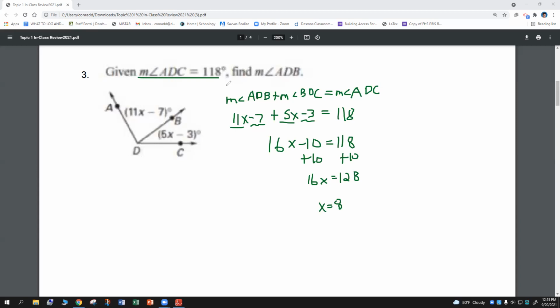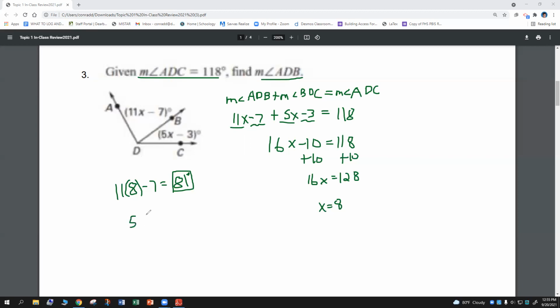In that, we're not just looking for x, though. We're trying to find the measure of ADB, so we have to substitute that in. So the measure of ADB was 11x minus 7. So we're going to do 11 times 8 minus 7. That's 88 minus 7, which is going to give us 81 degrees.